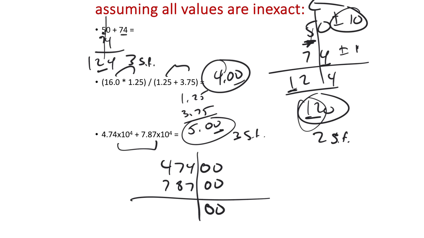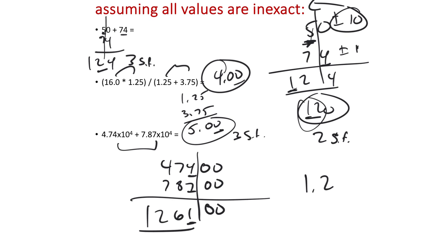47400 plus 78700 goes to 126100. How many of those digits are significant? 3 or 4? The answer is all 4. So we have 4 significant digits here because I'm just applying the rule that I have to report it to that placeholder. That's the hundreds placeholder. So the 126100 should be good to the hundreds placeholder.